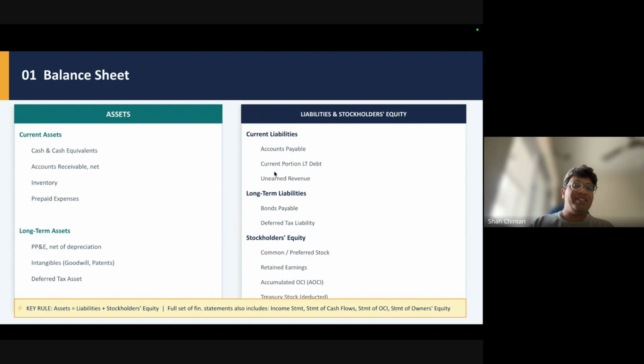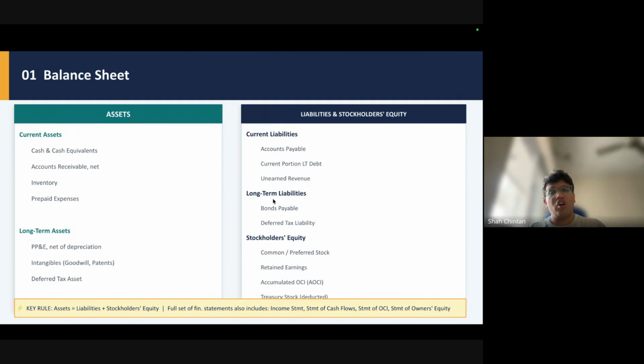Unearned revenue is nothing but deferred revenue, which we saw in our first session. You receive the cash in advance, and you are yet to deliver the services to the customer, so it is called deferred revenue or unearned revenue. It is shown as a current liability.